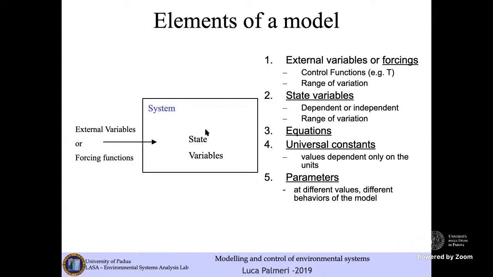Then the fifth element, which is most important for the ecological modeler, is that of parameters. Parameters may be seen as the control knobs that may be acted on in order to change the behavior of the model itself. At different values of a parameter corresponds different behaviors of the model. So, as you may understand now, parameters are the elements of a model on which the modeler has the opportunity to act in order to change the behavior of the model, and we will soon see what we mean by that. Of course, I anticipate I'm talking about calibration. Okay.